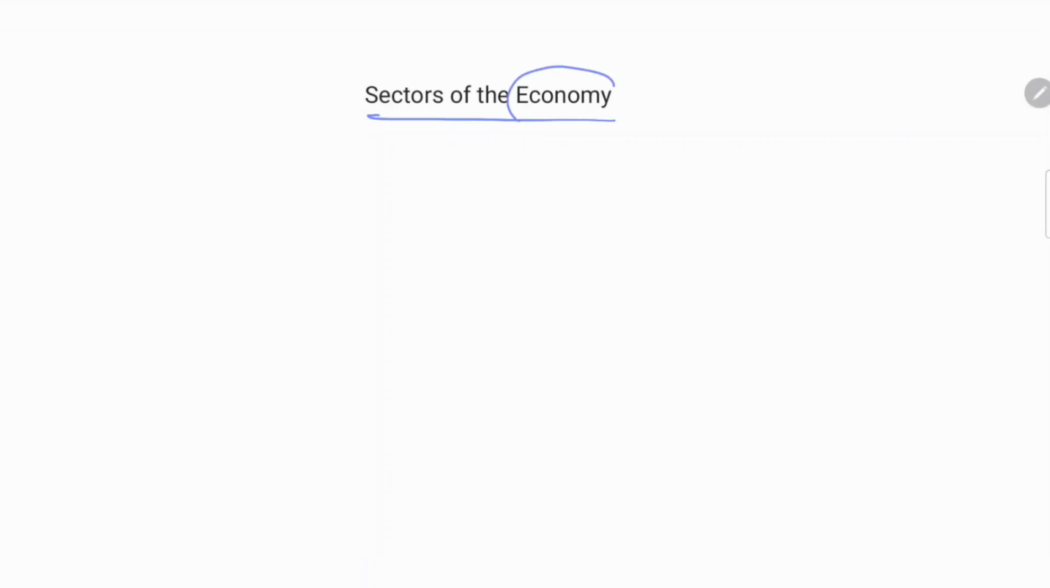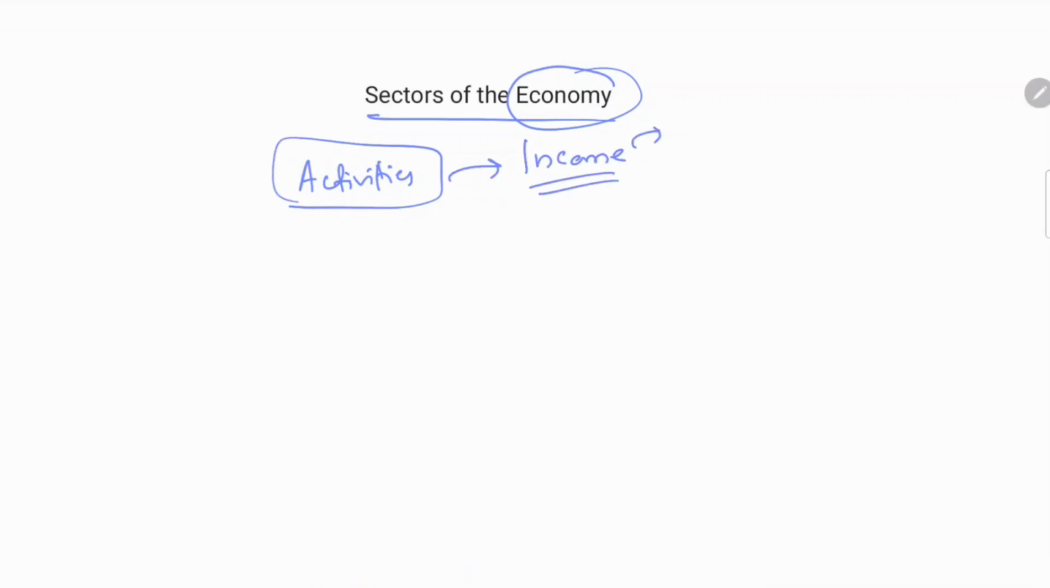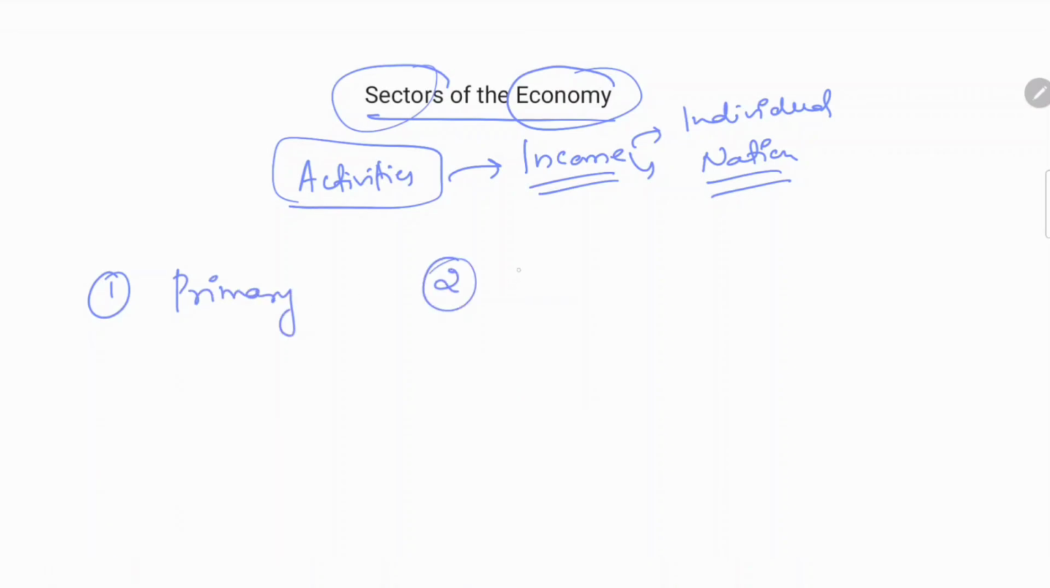Today we are going to discuss the sectors of the economy. For any economy there will be activities, which are income-bringing in nature. The income can be either to an individual or to the nation. Such activities are called sectors, and these include firstly the primary sector, second the secondary sector, and third the tertiary sector.